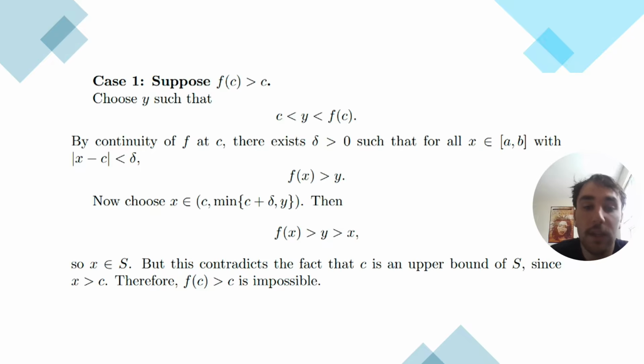And choosing this y is going to allow us to show that there is an x that is in the set S that is also greater than C, which is a contradiction because C, being the supremum of S, is an upper bound of S. So x cannot simultaneously be in the set S and also greater than C. So therefore, f of C cannot be greater than C.